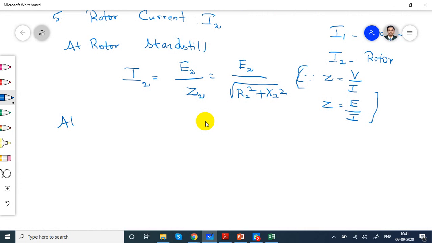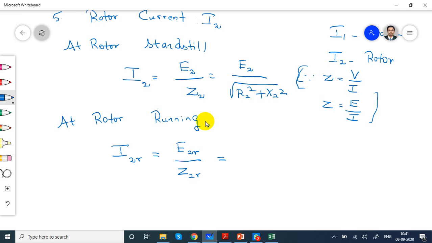Same case at rotor during running condition. What is the notation? Rotor during running condition, I2R. I2R equal to E2R divided by Z2R, which is equal to, register number 56.